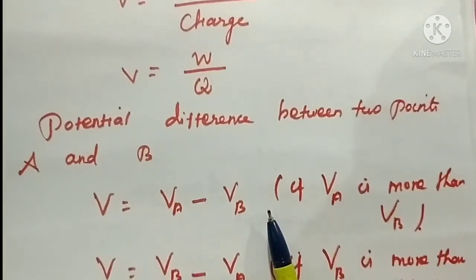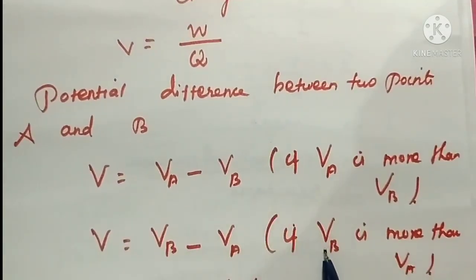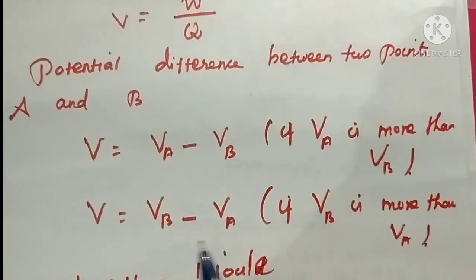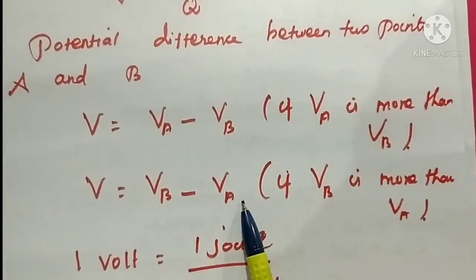Now if the potential at point B is higher, how will you calculate the potential difference? V is equal to VB minus VA. The potential at point B is greater, so it is VB minus VA, the potential at point B minus the potential at point A.